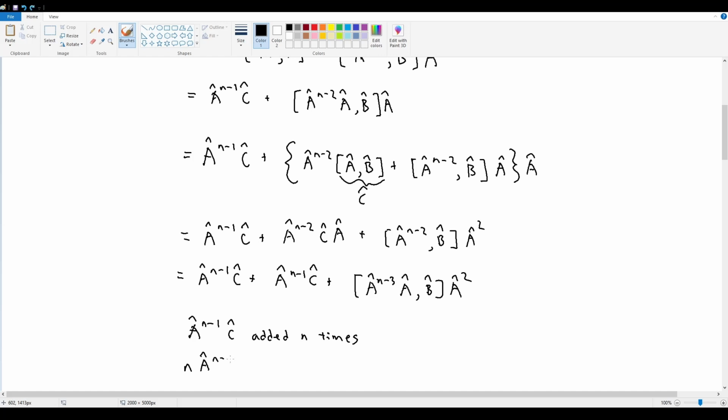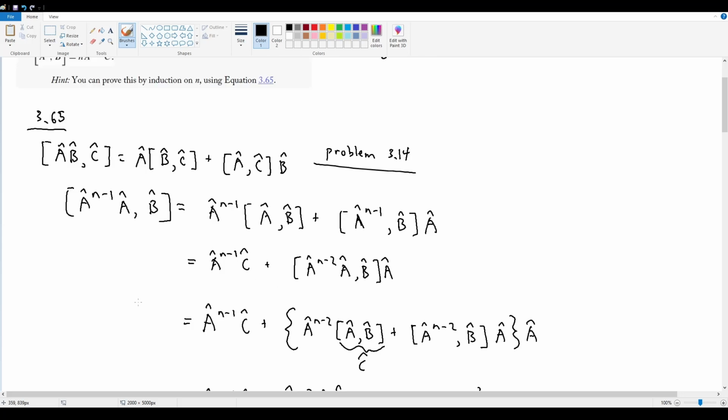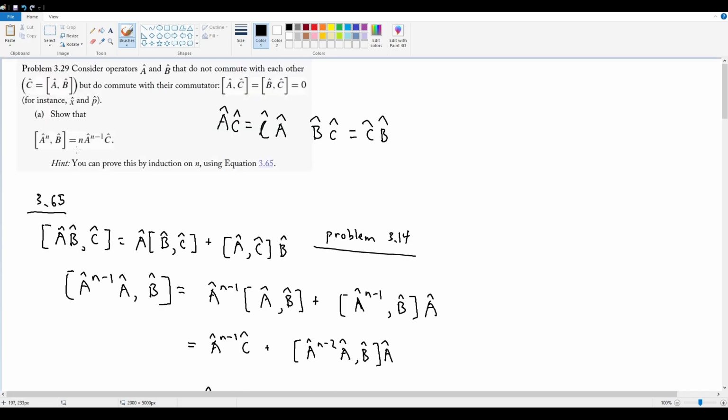I keep messing up my 1. n minus 1 c hat, like that. And with that, that's exactly what we're supposed to get: n times a hat n minus 1 c hat. And with that, we're done with part 1.